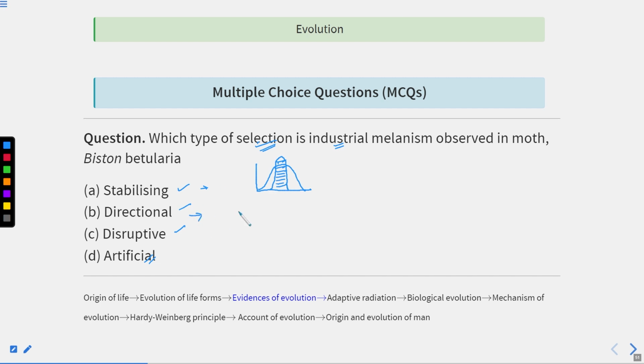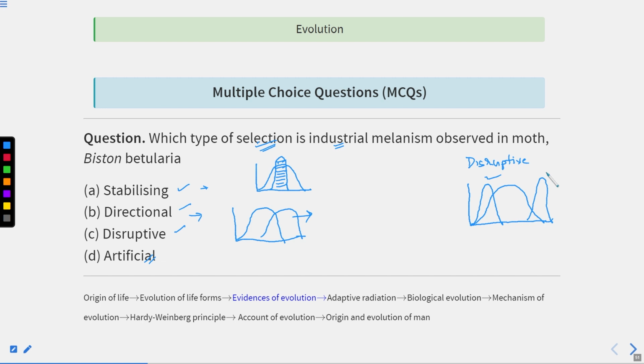What happens in directional? The selection is in one direction. Suppose this is the initial population. Here in this direction, one of the phenotypes is selected. Here selection is in one direction. Okay, so this is directional. Then disruptive. In disruptive, what happens? The extreme phenotypes are selected. So if this is the initial population, the extremes are favored. These are the extremes here. So these phenotypes are favored here. Artificial selection, you already know.